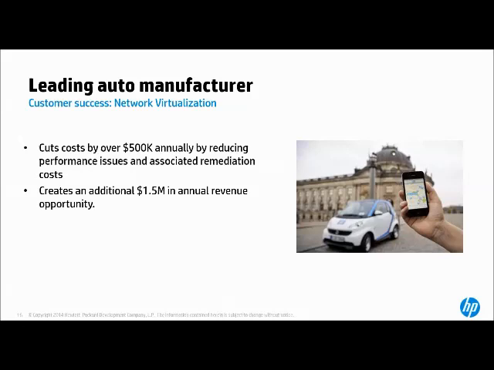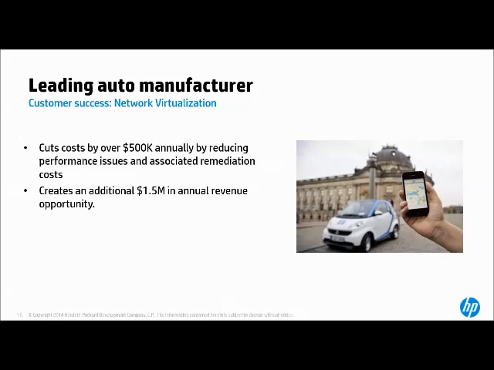The other thing that was very interesting is, we helped them to save over $500,000 annually just in reducing the number of performance issues in production. However, they also identified that by leveraging network virtualization even further within their LoadRunner install, they found another opportunity for another $1.5 million in annual revenue. And again, this was just through their mobile channel.